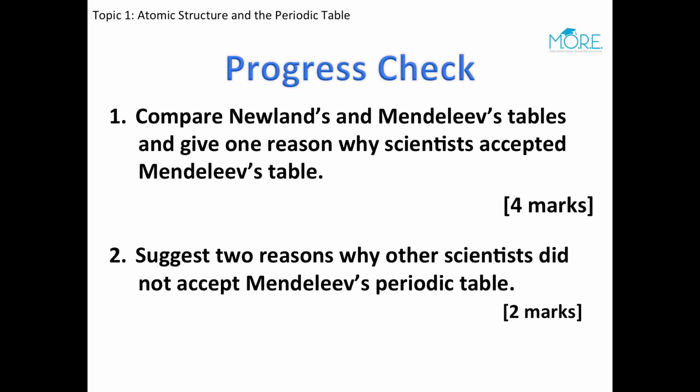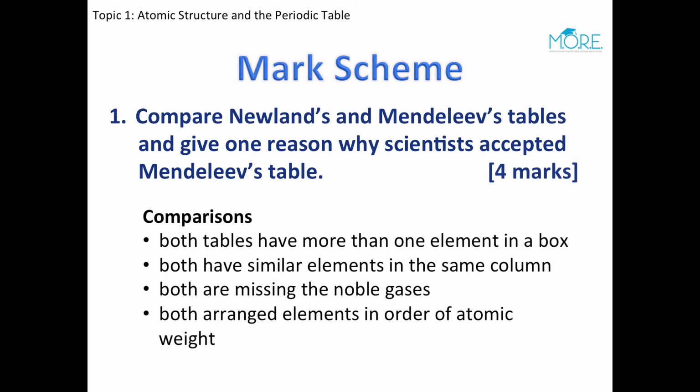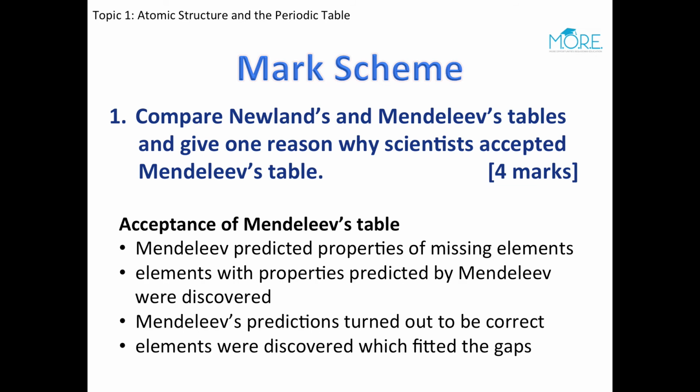Question 1, only 3 from the following for the comparisons. Both tables have more than one element in a box. Both have similar elements in the same column. Both are missing the noble gases, so the noble gases had not been discovered by that time. Both arranged elements in order of their atomic weights. And then one of the following for the final mark.